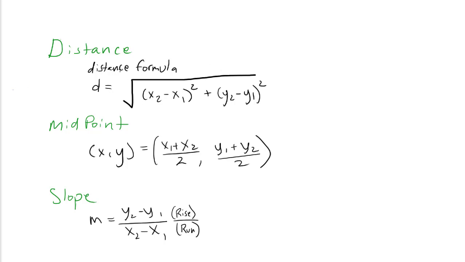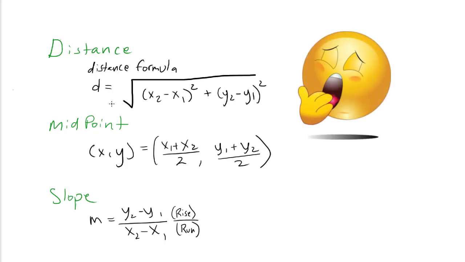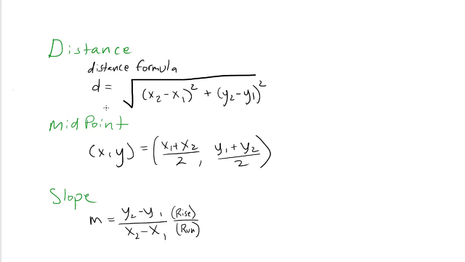What is distance? Well, distance we can define by our distance formula. D equals the square root of x2 minus x1 quantity squared plus y2 minus y1 quantity squared. And boy, that's an ugly formula. Most of you will forget it a day later. Okay, it works, but essentially if you think about it, this is the Pythagorean theorem.